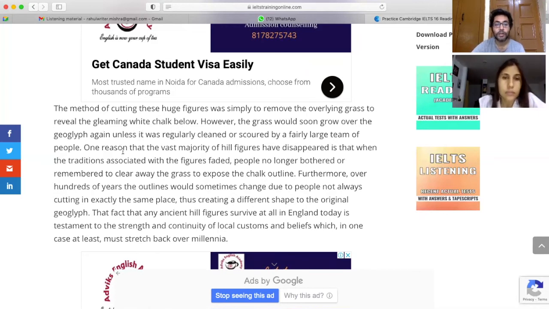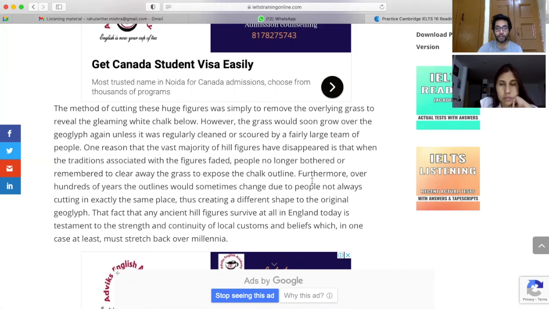One reason that the vast majority of figures have disappeared is that the traditions which were associated with these figures faded. So traditions went away, and figures also went away, because no one bothered or remembered to remove the grass to see the chalk below it. So tradition and figures are both connected, right? You can write: figures went away because traditions went away.